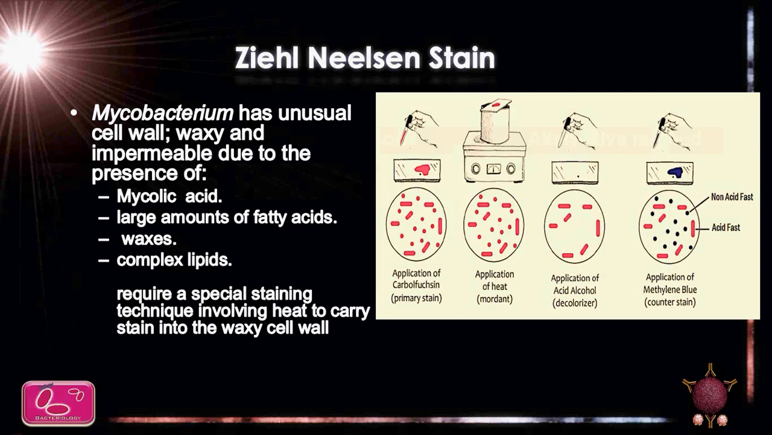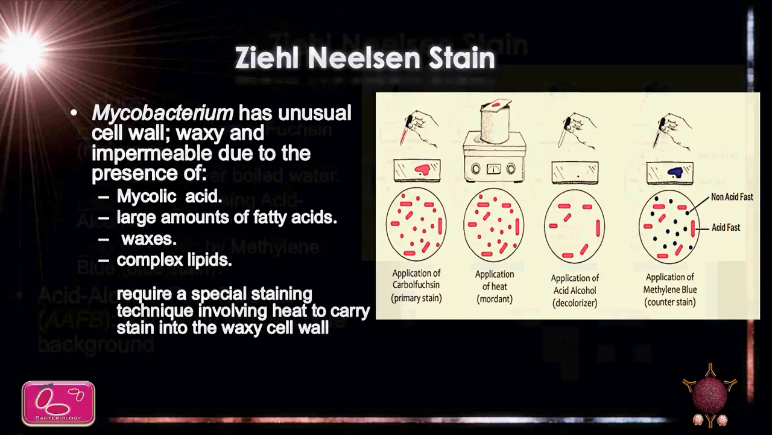One of the famous methods for staining of mycobacteria is known as the Ziehl-Neelsen stain, or the ZN stain. Due to the complex cell wall structure of the mycobacteria, they are waxy and impermeable to the dye because of the presence of a large amount of fatty acids like mycolic acid, waxes, and some complex lipids. That's why you have to melt down these materials before enabling any type of staining.